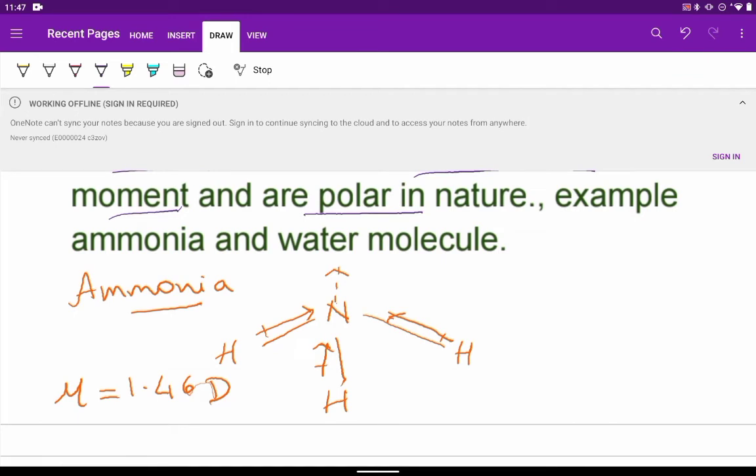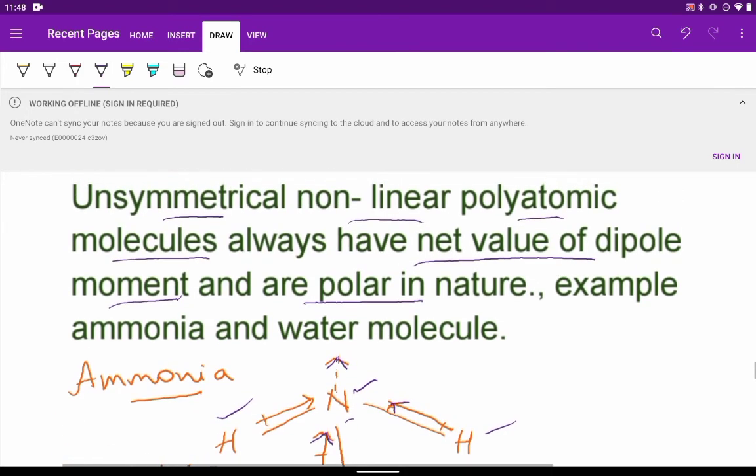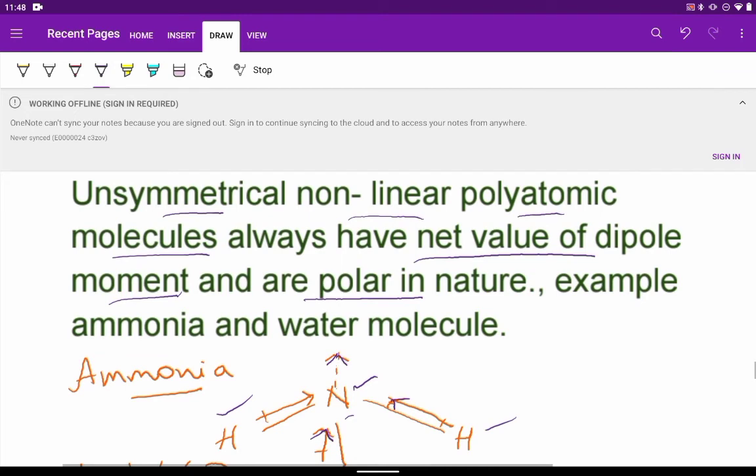We can see the examples of ammonia and water. In ammonia you see the nitrogen atom is bonded to 3 hydrogen atoms with covalent bonds. Nitrogen is more electronegative, so the shared pair of electrons between nitrogen and hydrogen will be more shifted towards nitrogen. So you see the polarity is shown by the arrow towards nitrogen. In all the 3 bonds this is the case. So overall there is a polarity we can show by this arrow. In this case the calculated dipole moment is found to be 1.46 Debye. So it is an unsymmetrical polyatomic molecule which is non-linear.